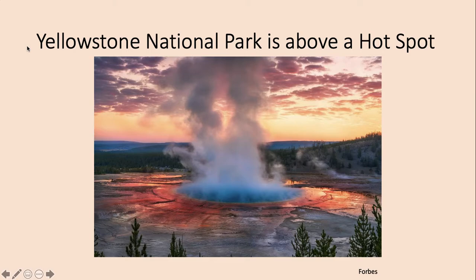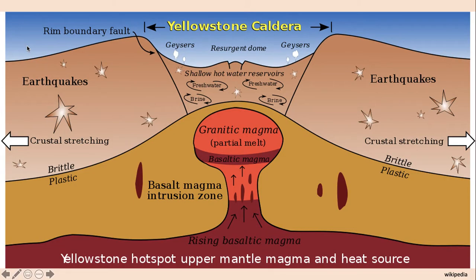Yellowstone National Park is famous for geysers and hot springs because it's above a hotspot. It's also a super volcano. So every few 100,000 years, going back in Earth's history, Yellowstone has erupted.